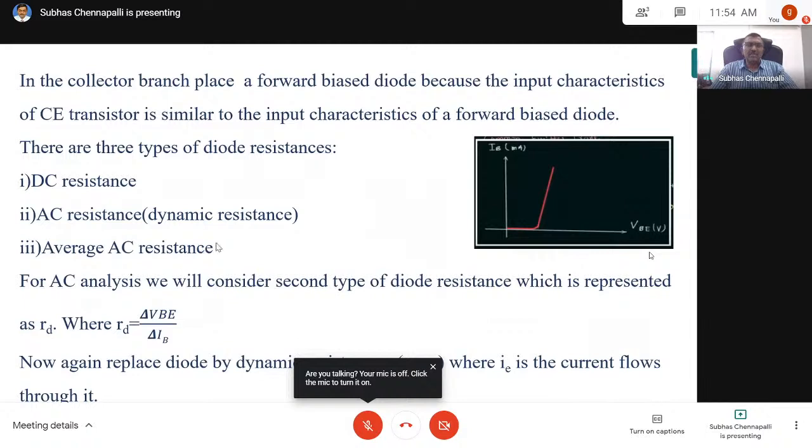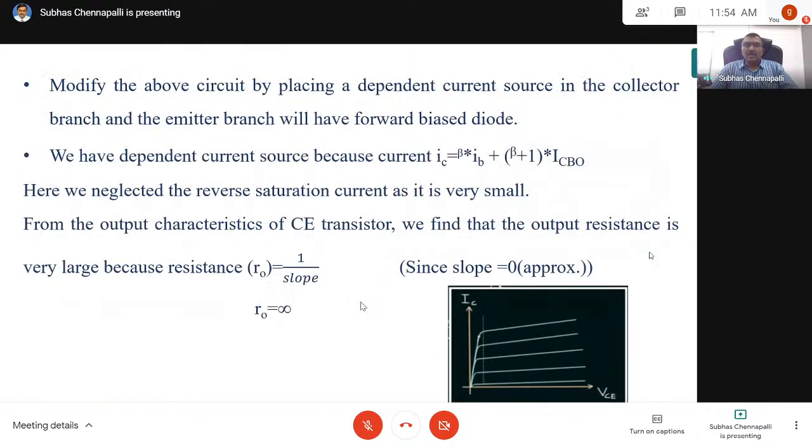This is the formula to calculate RD, the dynamic resistance of the diode, delta V by delta I. In our case, if the diode is between base and emitter, you can call it RE. And this is the total current equation for the transistor: beta times IB plus IC times 1 plus beta times ICBO. This we know.